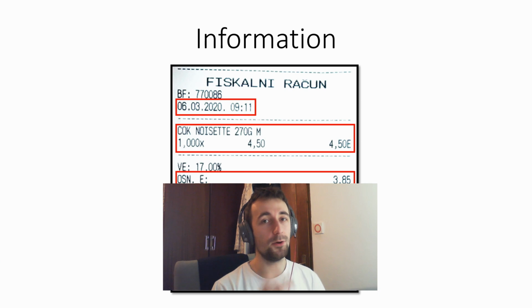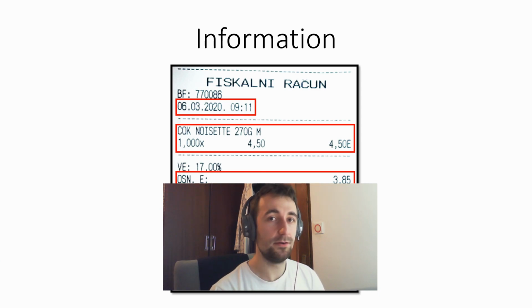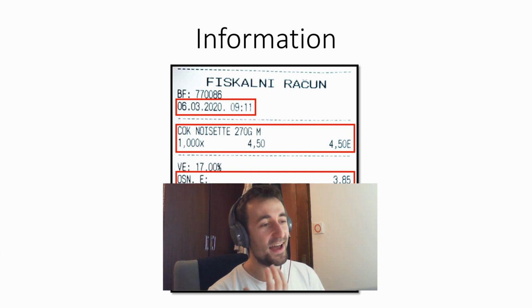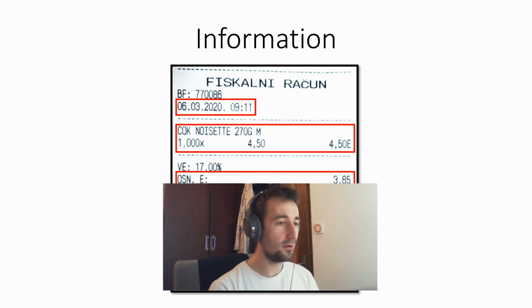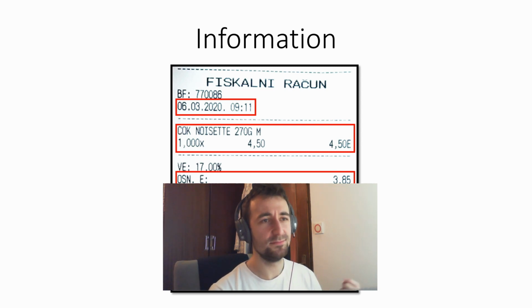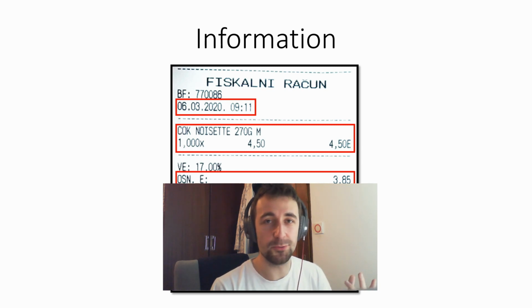But if we fill in those gaps and I tell you, oh, the local currency is called BAM, yeah, BAM. And that one BAM is approximately half a euro, now you can conclude that this wasn't that expensive. And we got 270 grams of chocolate. Now this information is more valuable.